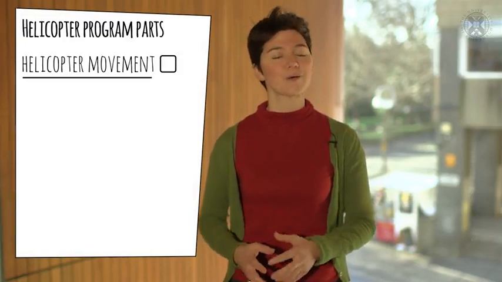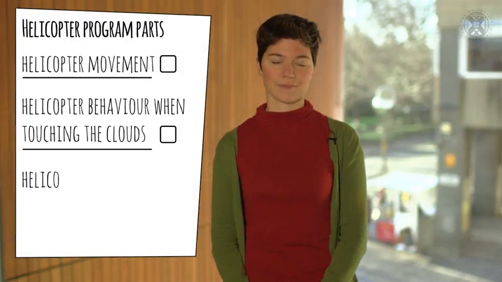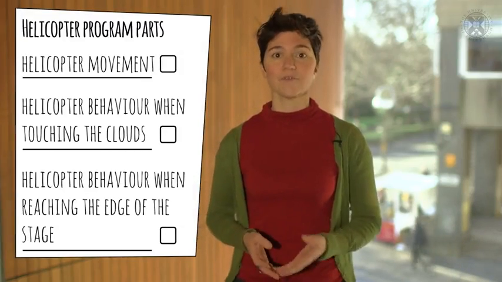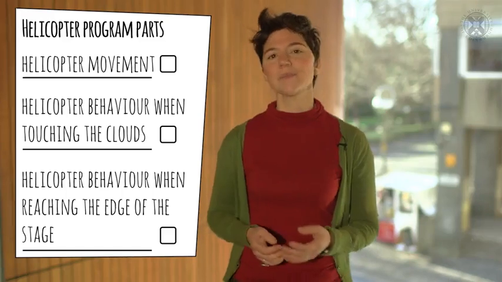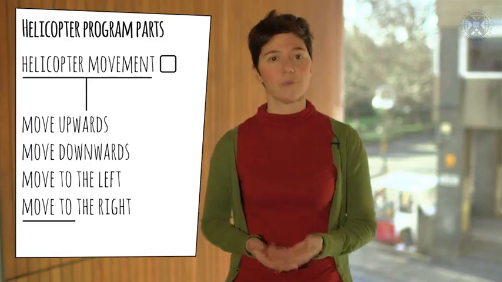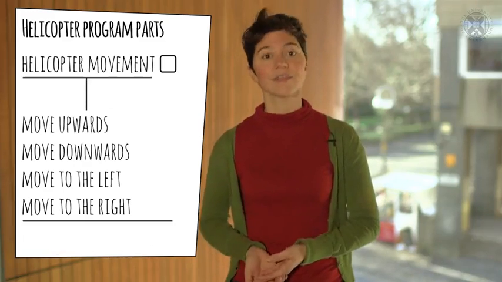Designing our code also involves decomposing the game into its parts, just like we did in the fruit cutting example. Here are the parts identified for the helicopter game. The program part for the helicopter's movement can be further decomposed into moving upwards, downwards, to the left and to the right.